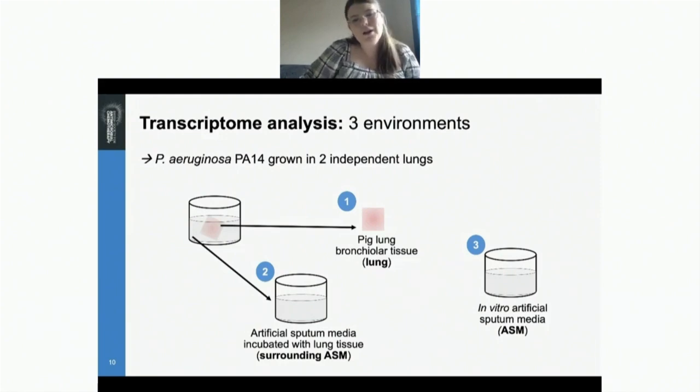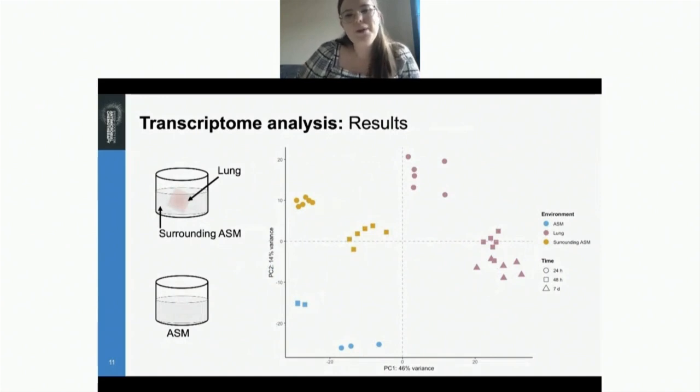but we also extracted RNA from the artificial sputum media that surrounds this lung tissue to determine whether we had just a unified environment in the model system or whether in fact we had 2 clear distinct environments for the Pseudomonas growth. We also grew the Pseudomonas in vitro in artificial sputum media as our lab control condition, but also so that we could look at our results in context with other studies comparing lab environments to human infection. So this is our initial PCA plot showing the expression of the Pseudomonas in the 3 environments. This clearly shows we've got 3 distinct environments based on where the Pseudomonas was grown, which is really exciting.